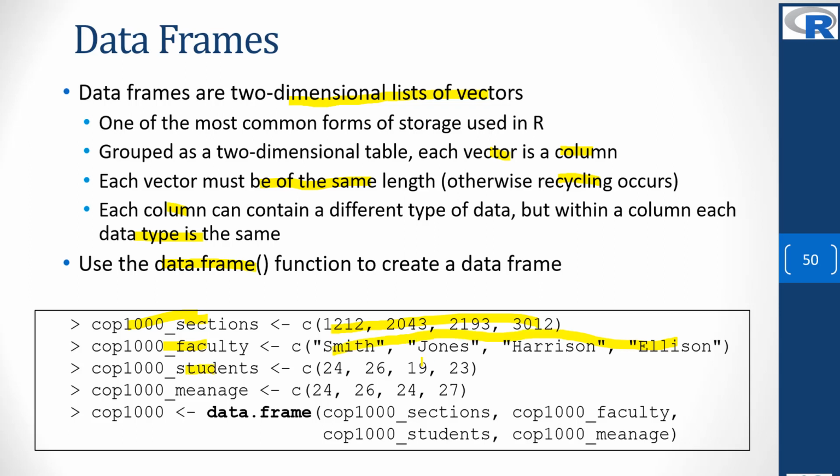Students, the number of students in a section, is 4 numeric values. And then mean age is the average age of the students in each section. Now we're going to take those 4 vectors and combine them into a data frame. We call the data frame function, and we just pass each vector as an argument to that data frame.